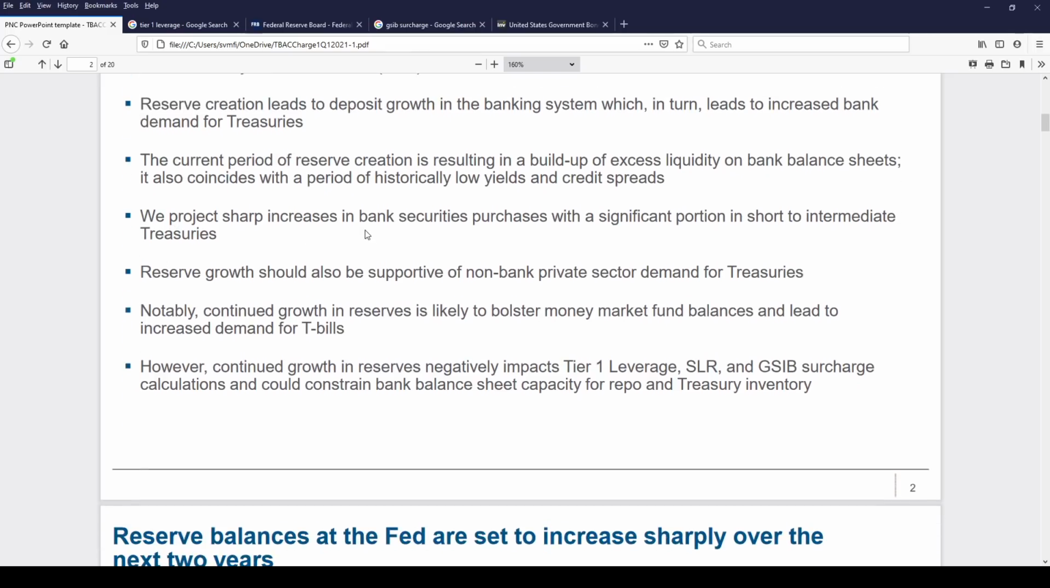We project sharp increases in bank securities purchases. Now, do keep in mind when you see securities, they're not referring to equities. They are referring to bonds, either U.S. Treasury securities or mortgage-backed securities, with a significant portion in the short to intermediate treasuries. This is interesting. We'll dig into this a little bit later, and you'll start to understand why there is such demand at the short end of the curve right now.